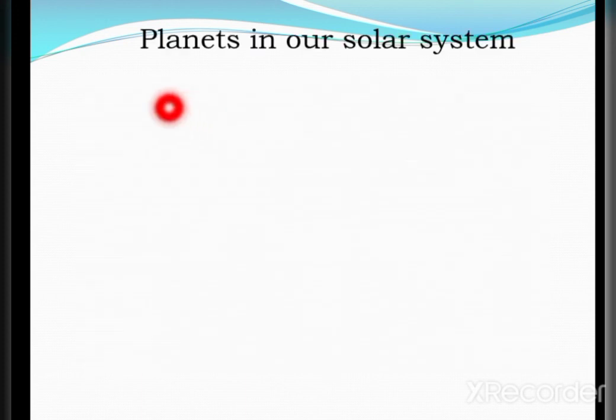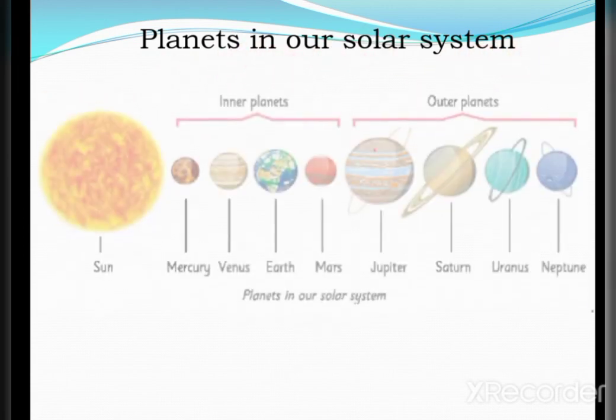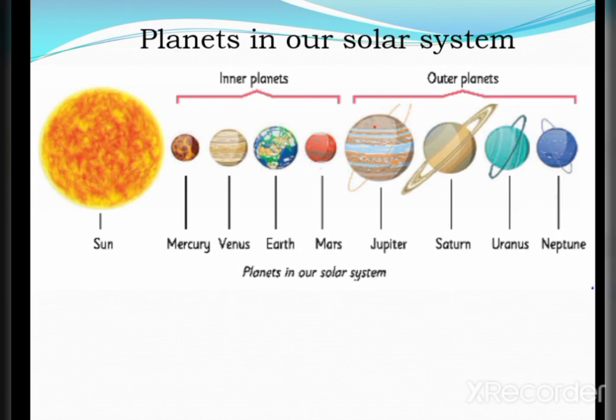Here are the planets in our solar system. You know this: the sun, the ball of fire. These are all inner planets and outer planets. Inner planets: Mercury, Venus, Earth, Mars. Outer planets: Jupiter, Saturn, Uranus, Neptune. These are the planets in our solar system.